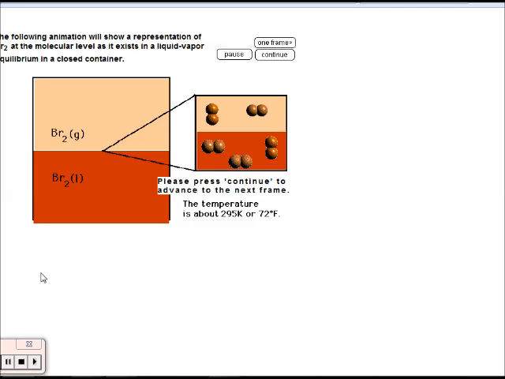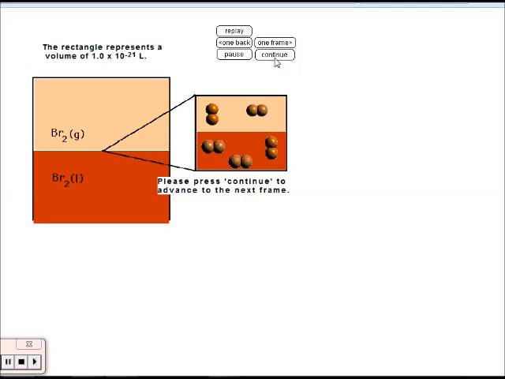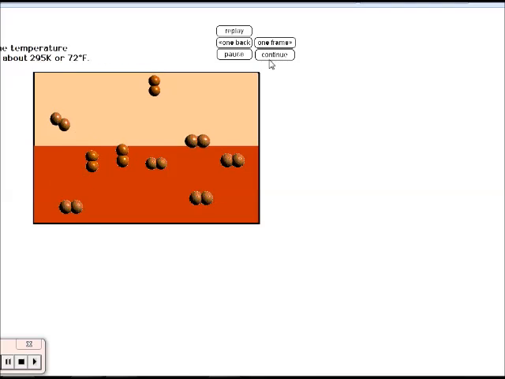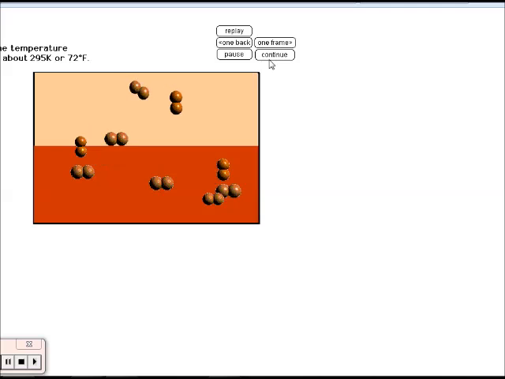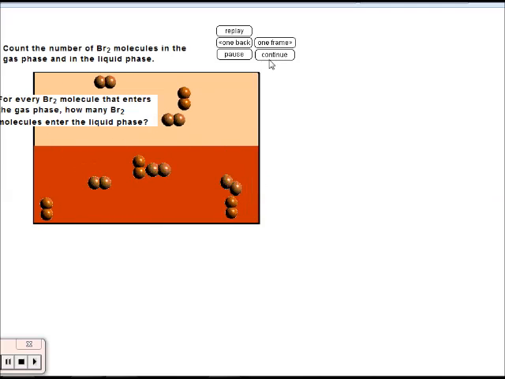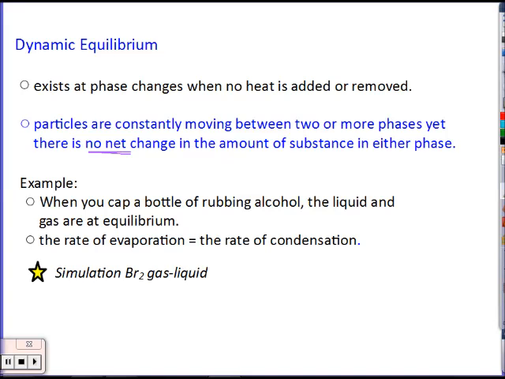So if I look up here, I have my vapor on the top, I have my liquid on the bottom. The rectangle is representing the volume. There's my gas and my liquid. And I watch these particles. They're moving. Individual particles are moving from the gas to the liquid, but overall I still have about the same amount, 2 or 3 molecules in the top and then more in the liquid. But they're moving back and forth. This one may turn into a liquid, this one may become a gas. That's what equilibrium means.